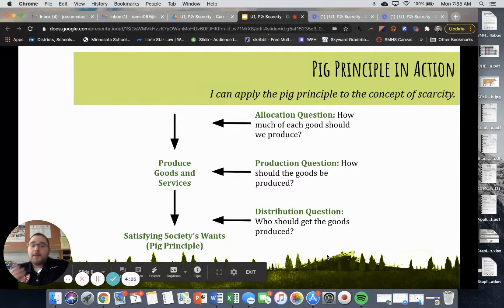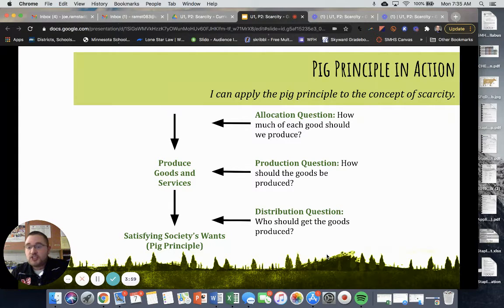So the pig principle in action, again, we have our 3 big questions that any economic society faces. How much of each good should be produced? How should the goods be produced? And who should get the goods that are produced? So we want to satisfy our pig principle to the fullest extent possible, right? Because we want to get goods ourselves and we want everyone to be happy.